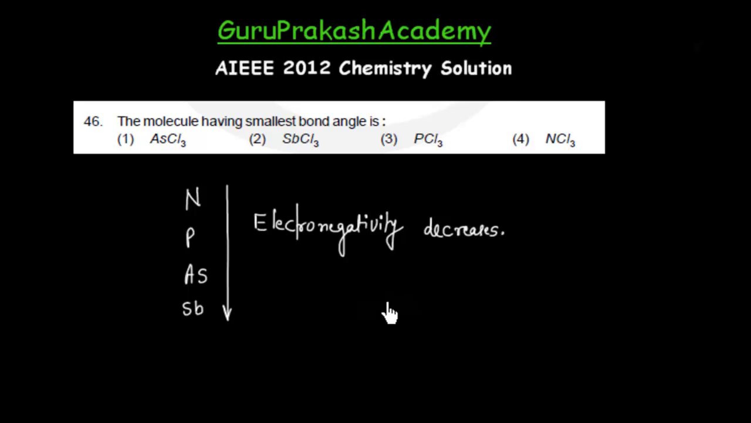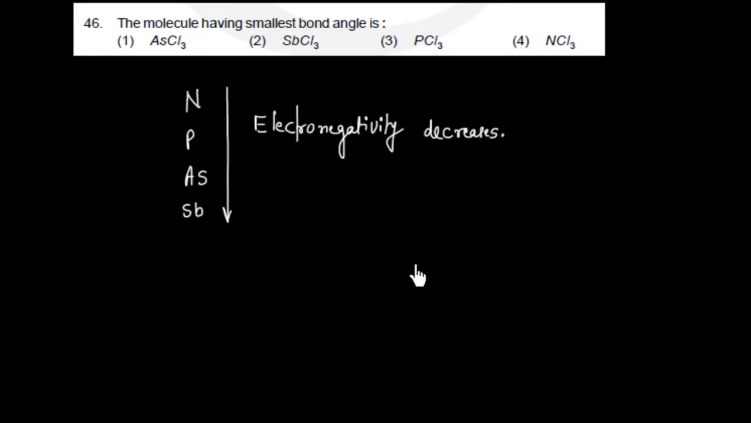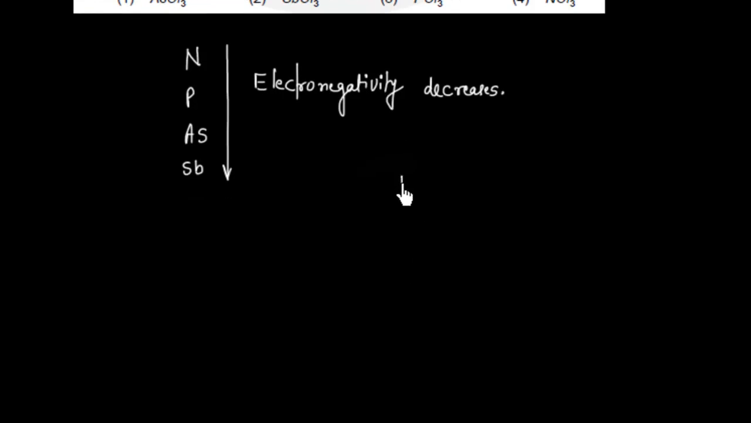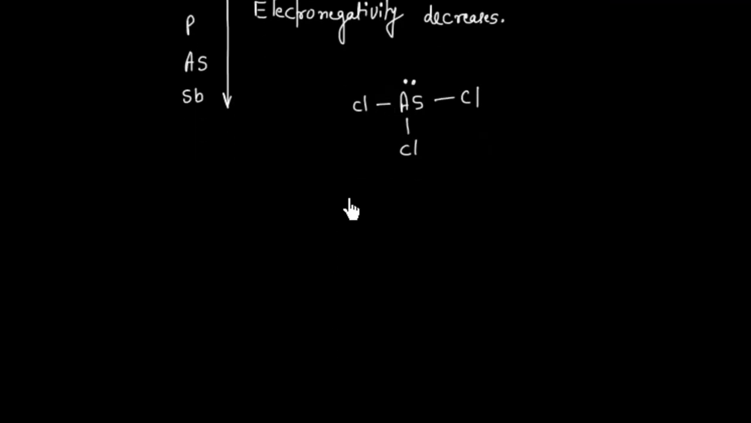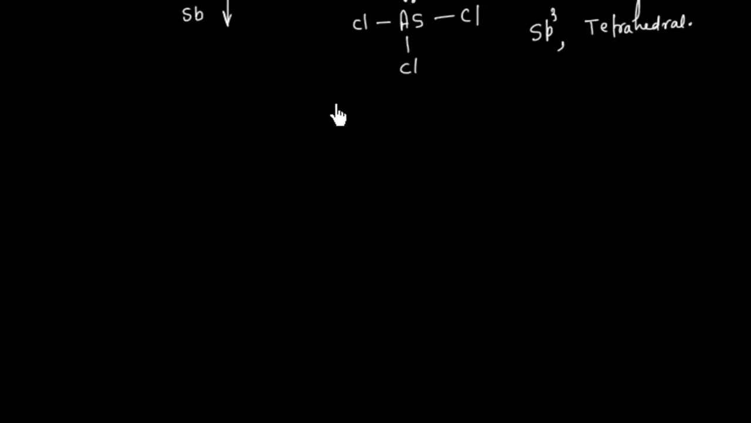Now if you see the shape of all these molecules, all will have the same kind of Lewis dot structure. The only thing is the central atom will change. So you have AsCl3. You see this has 4 groups, so this will be sp3 hybridized and the shape will basically be tetrahedral. Now if I make this tetrahedral arrangement, what will happen? It will look something like this.